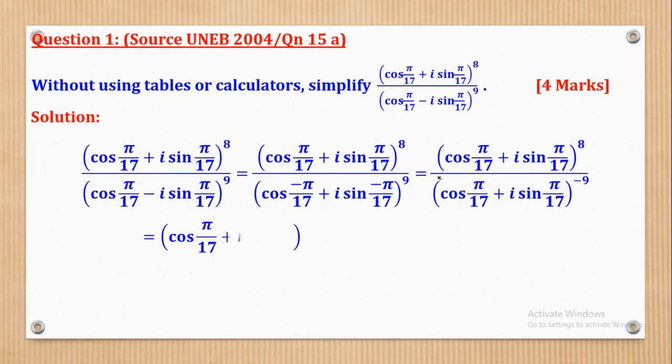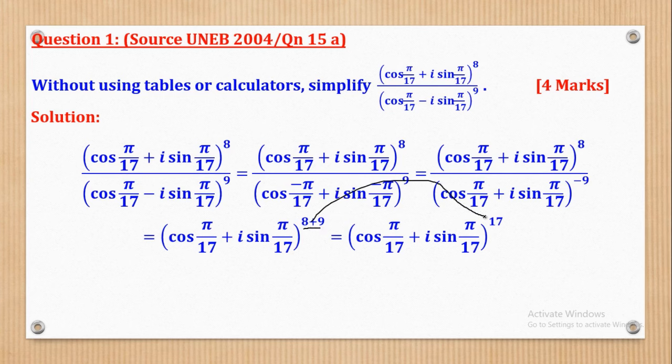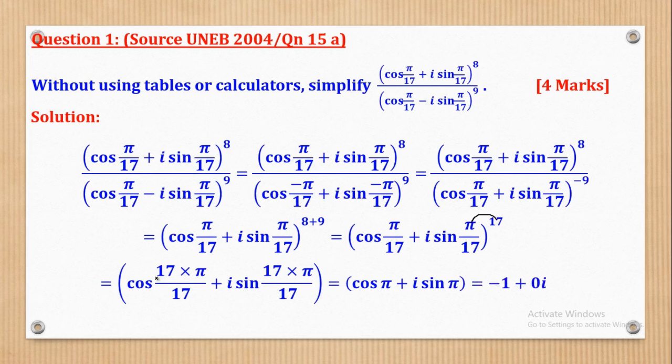So after doing that, you realize that now these are the same base. So same base, division means that you subtract the powers. So 8 minus negative 9 is the same as 8 plus 9. So 8 plus 9 gives you 17. Then from there, we are going to pull this 17 back here to come up with this and this. Then after that, this 17 can cancel and this can cancel to come up with this. Then from there, I remember that cos pi is equal to negative 1 and sin pi is 0.